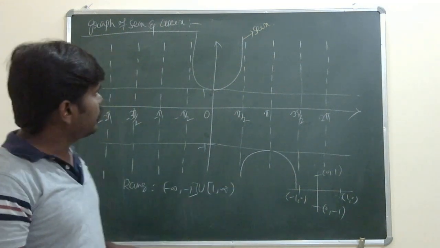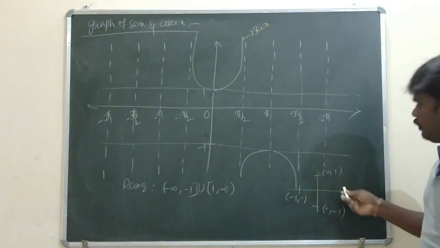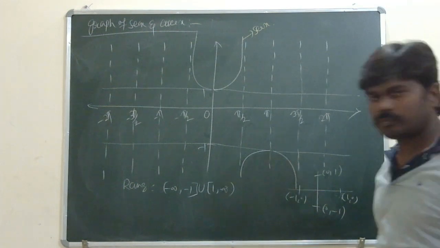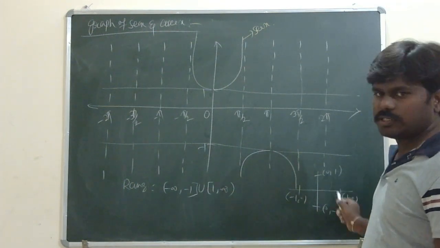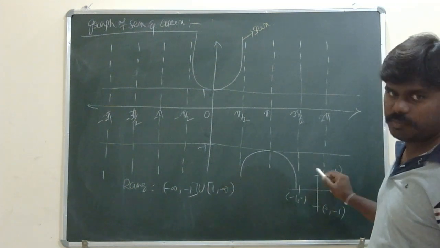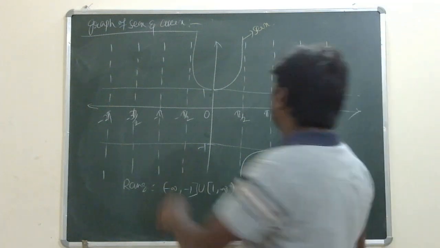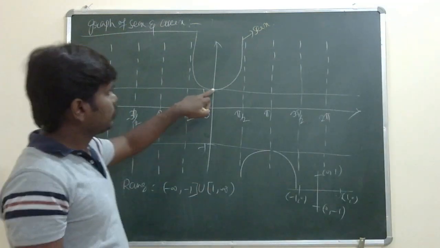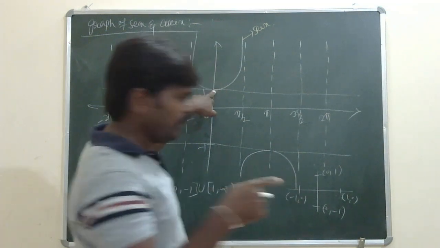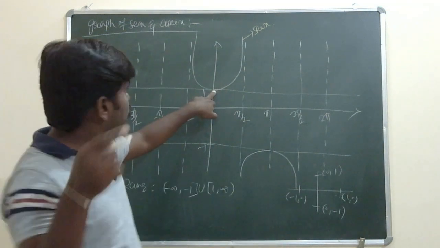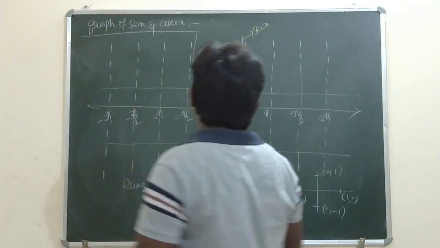Okay, so next we will see the graph of the cosecant. Cosecant is based on the sine. In the first quadrant, sine goes from 0 to 1, so it is increasing, which means cosecant will decrease. Sine 0 is of course 0, but cosecant 0 is infinite.